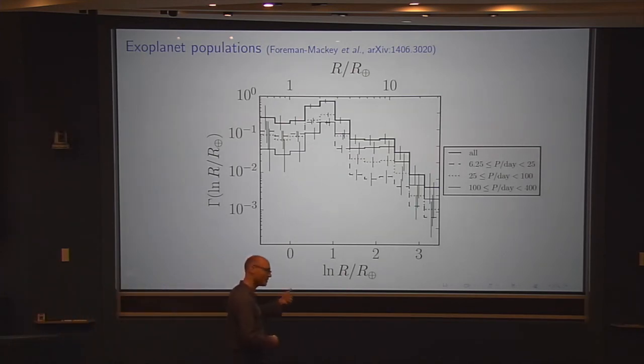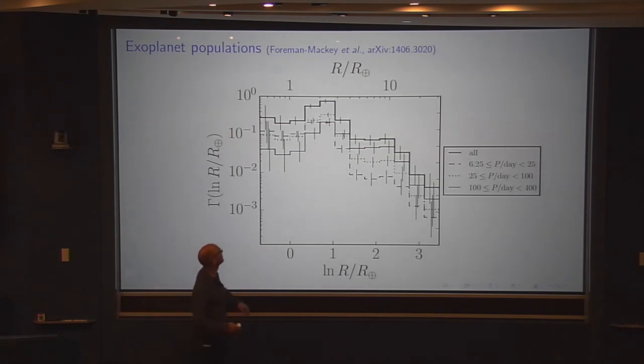We call these super Earths. Some people call them super Earths. Some people call them mini Neptunes. You can call them what you like, but they're between Neptune and Earth. The most common kind of planet is the kind of planet we don't have at all. And it really is the most common kind of planet, because notice that's a log axis. So that really is a substantial peak there.